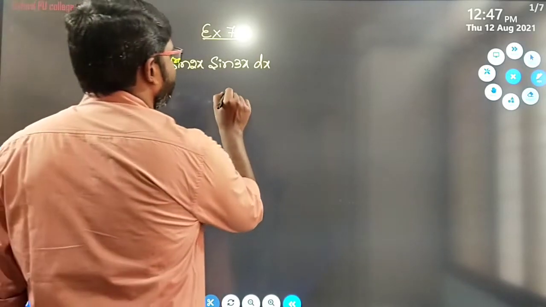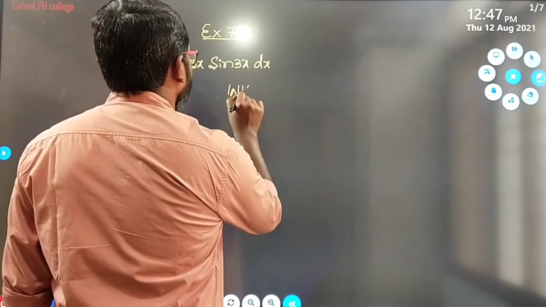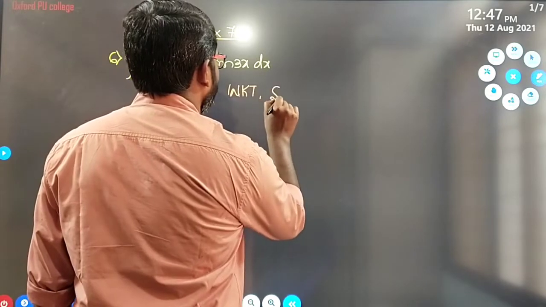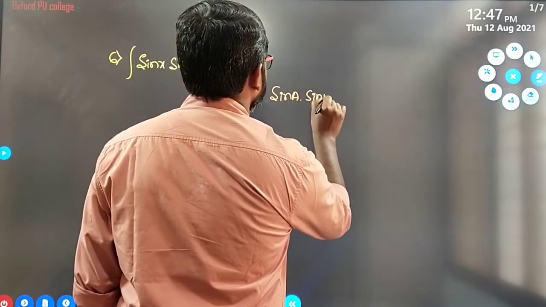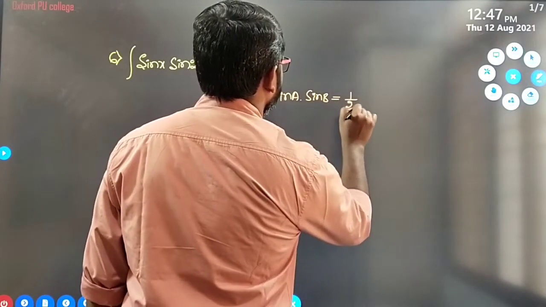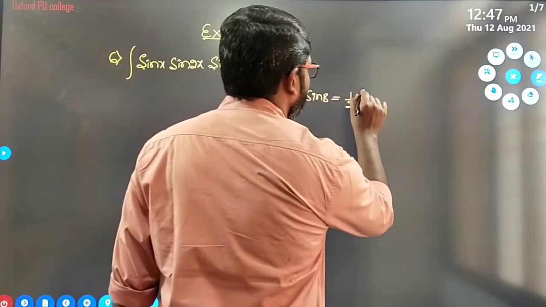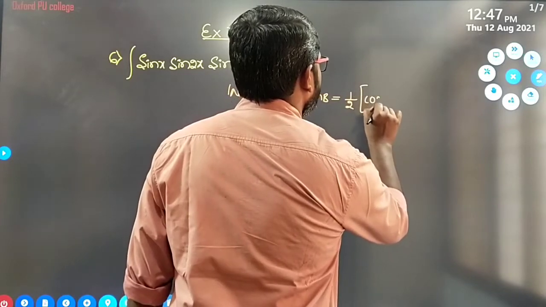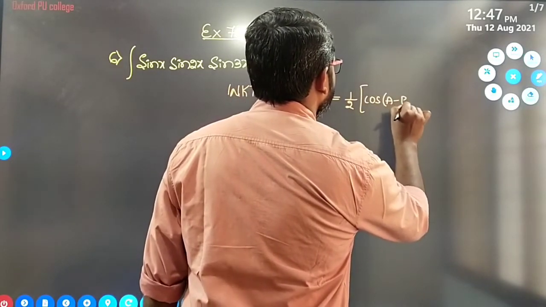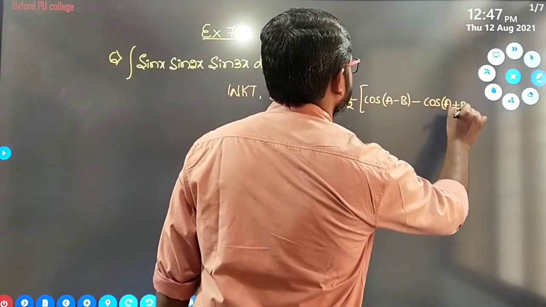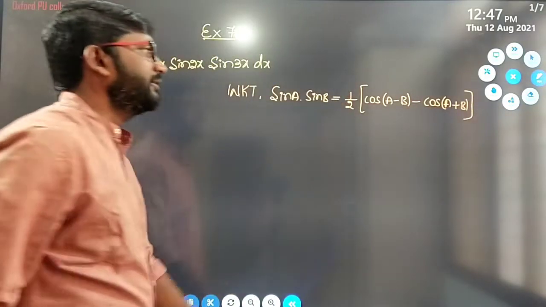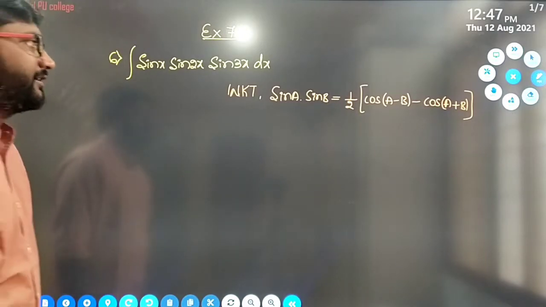So we know that sin A into sin B is equal to 1 by 2 into the bracket cos of A minus B minus cos of A plus B. So I will be using this standard formula.